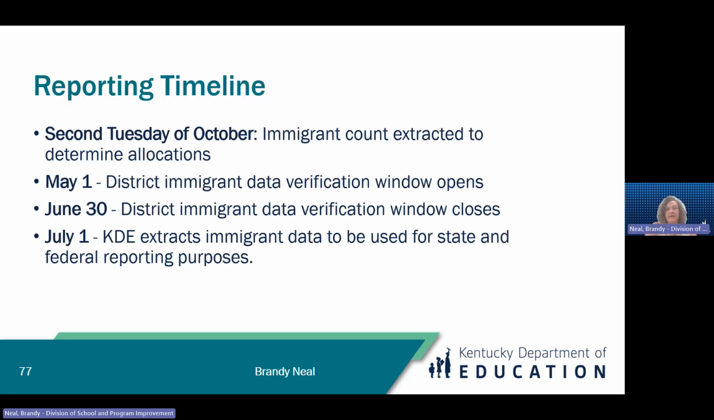Reporting timeline: the second Tuesday of October, the immigrant count is extracted to determine the allocations. It's important that you check those dates, because once that second Tuesday rolls around, the number that you have inputted is the number we take for that immigrant subgrant. May 1st, the district immigrant data verification window opens. June 30th, it closes. July 1st, KDE extracts immigrant data to be used for state and federal reporting purposes.